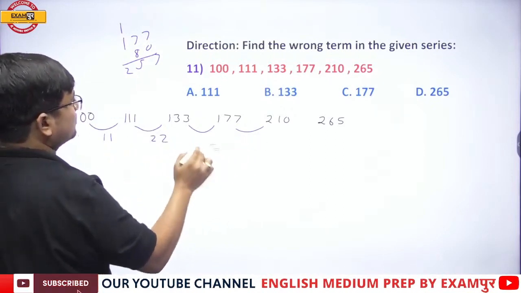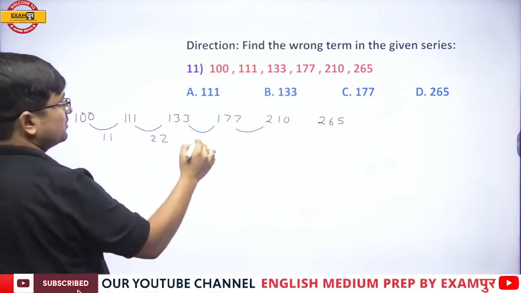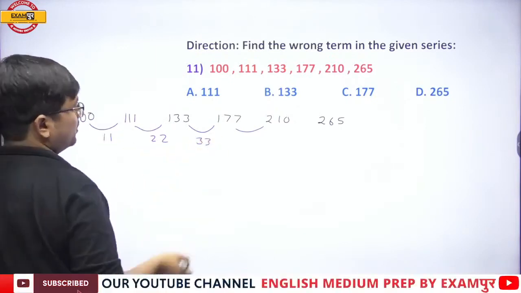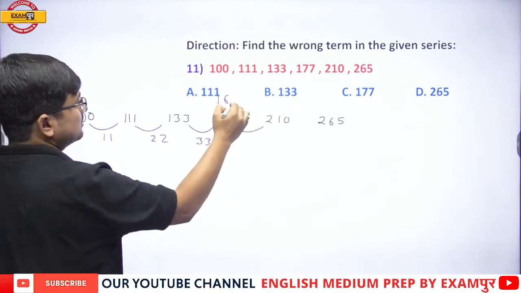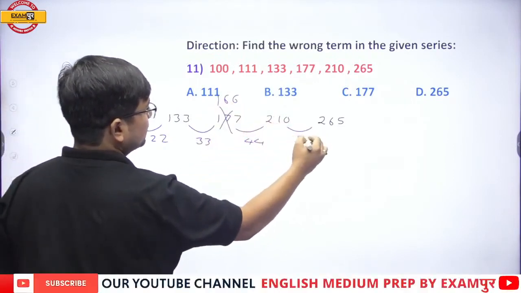1122, and if I make this as 33, so what you are going to get? You are going to get 166. Then on 44 addition, you will get this. On 155 addition, you will get this.